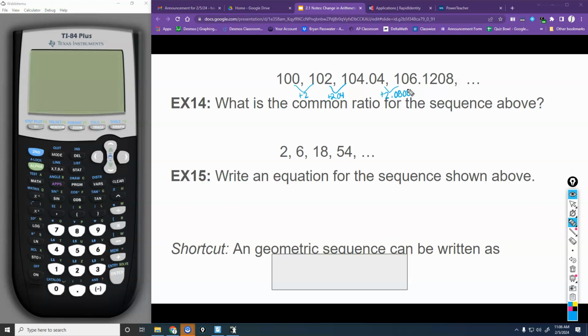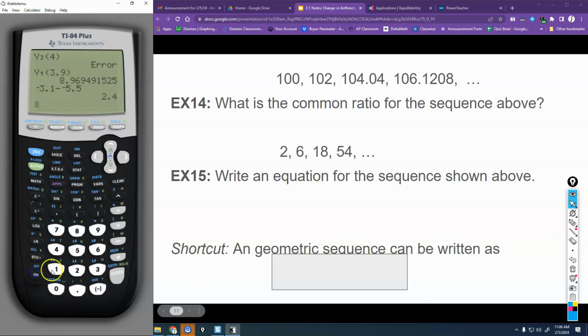So given that I'm only asking you to do arithmetic and geometric sequences, you should be thinking, well, there's got to be a number where I can do 100 times the number and it gives me 102, right? And then I can take 102 times that number and I get 104.04, right? How could we find that number? We're going to divide. So we take any term, it doesn't matter which one it is, and divide it by the term that's before it. So if I do 102 divided by 100, because that's the easiest one to do, I will get 1.02.